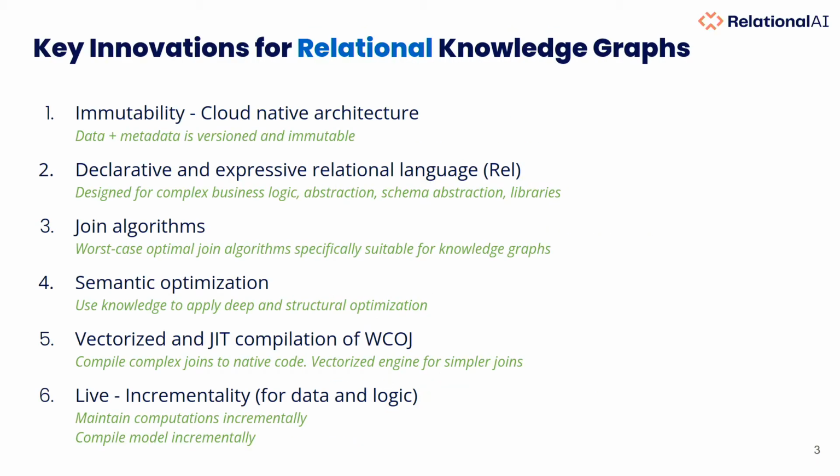Now, this is all based on a few innovations that make it possible to run graph workloads on relational systems. In particular, our join algorithms and semantic optimization. This is work that we do together with people in academia, in particular Dan here. It's very exciting. But if you want to learn more about these items, go to the other talk.